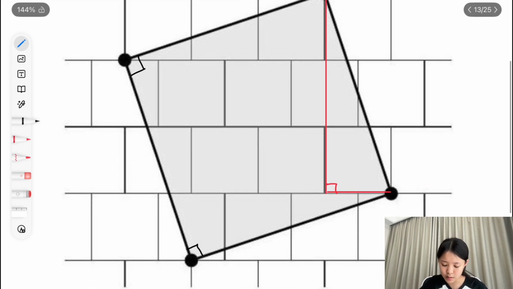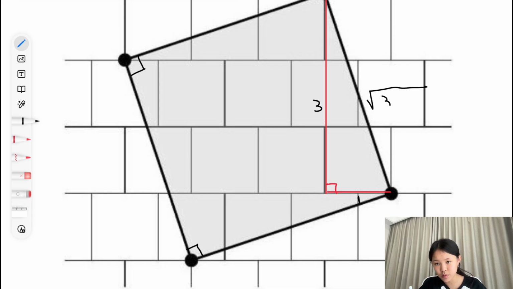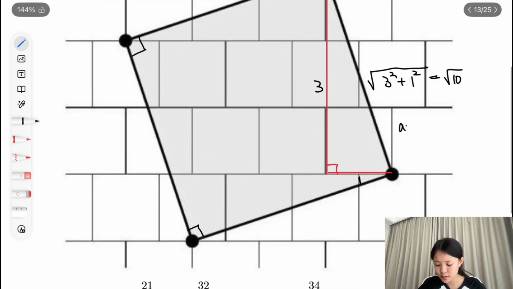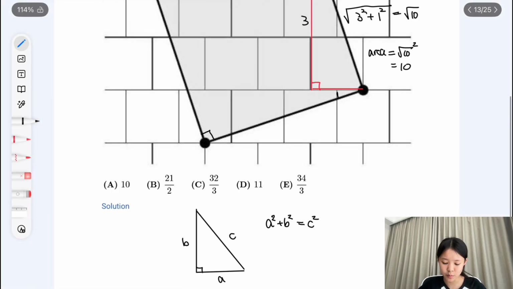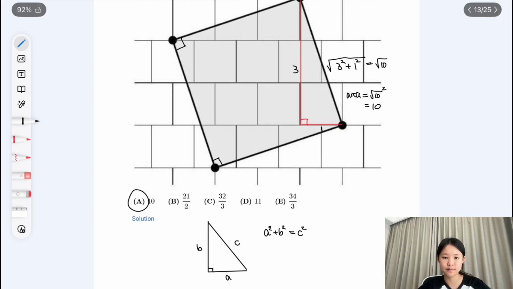And we know the side lengths are 3 and 1. So this is the square root of 3 squared plus 1 squared, which equals the square root of 10. That means the overall area is the square root of 10 squared, and that equals 10. So the overall area of this shaded square should be A, which is 10.